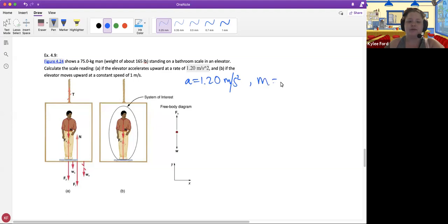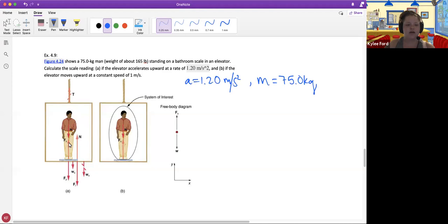I have some mass, 75 kilograms. Again, we're trying to calculate the scale reading. The first thing they have here is a diagram of the man in the elevator on the scale, and it shows quite a few different forces involved. Starting at the top, we have the tension of the rope that's holding the elevator.